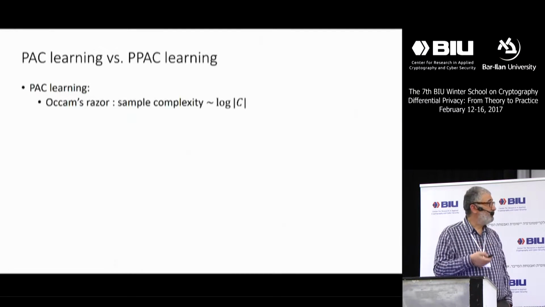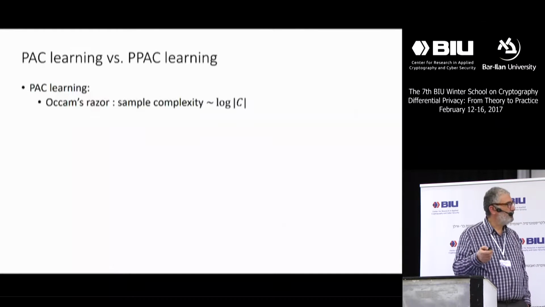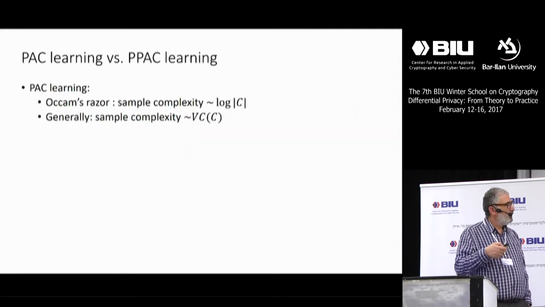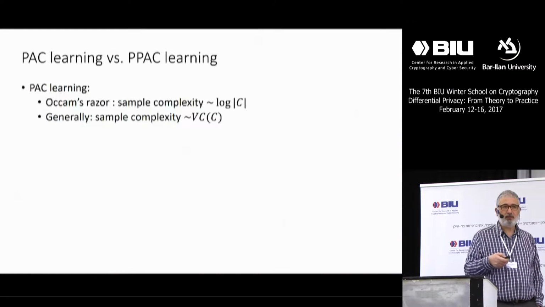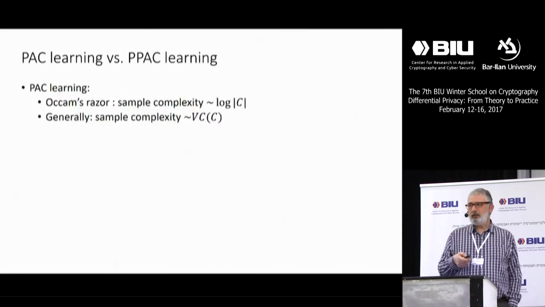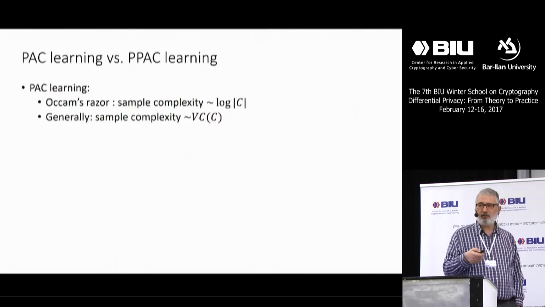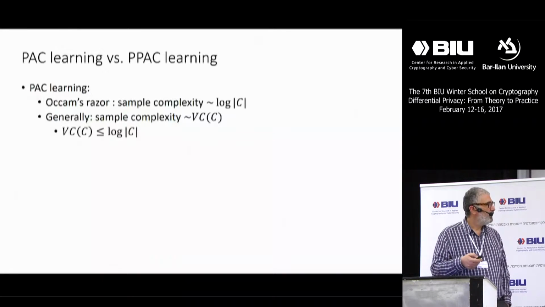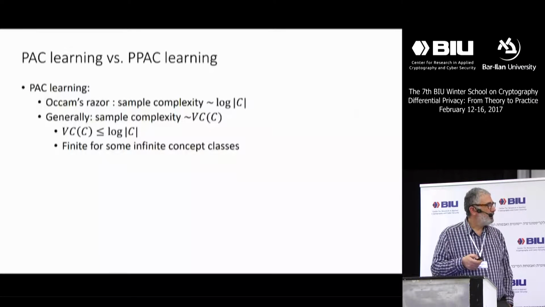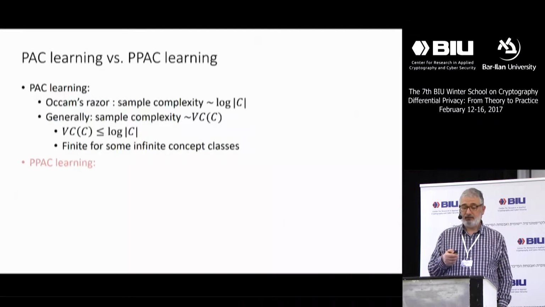So let's summarize so far. We spoke about PAC learning and private PAC learning. In PAC learning, we have Occam's razor that gives sample complexity logarithmic in the concept class. It works only for finite concept classes. Or sometimes we can improve if the VC dimension is smaller than logarithmic in the concept class. And this allows us to learn some infinite concept classes.